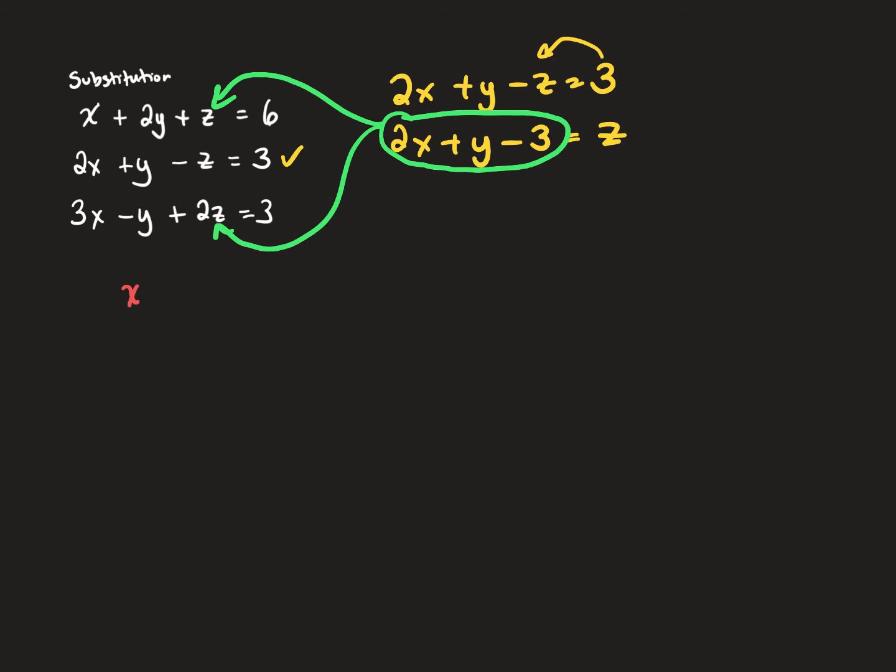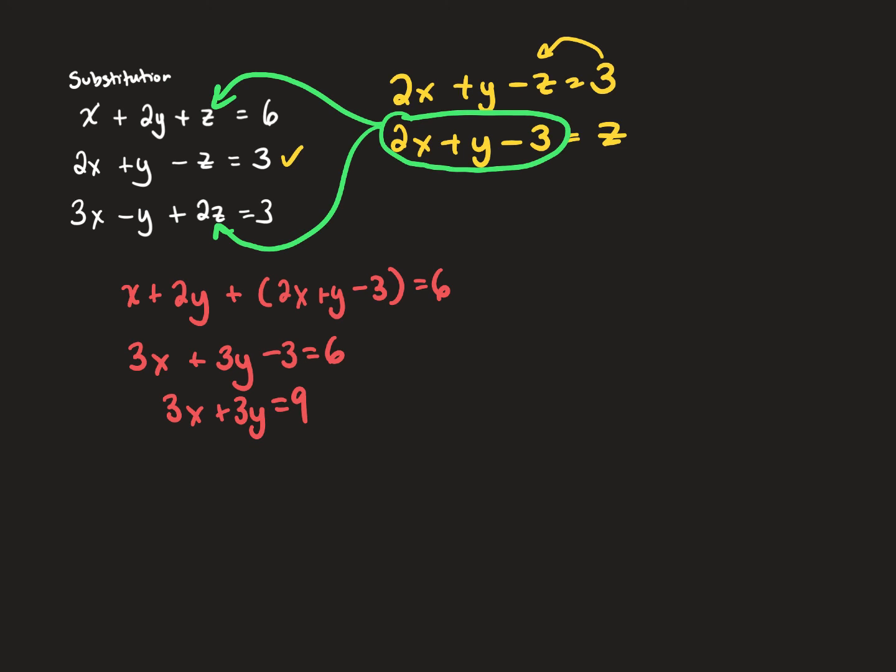So in the first equation, I'll get x plus 2y plus z, but z is now 2x plus y minus 3, equals 6. And if I clean that up, I'll get 3x plus 3y minus 3 equals 6, which is 3x plus 3y equals 9. And if you remember from the previous problem we did, we had this equation at one point, not surprisingly.